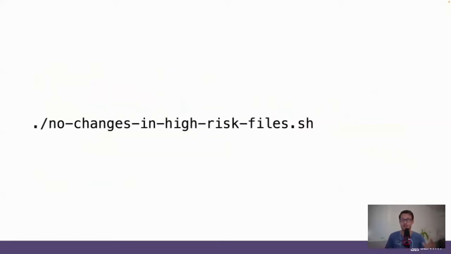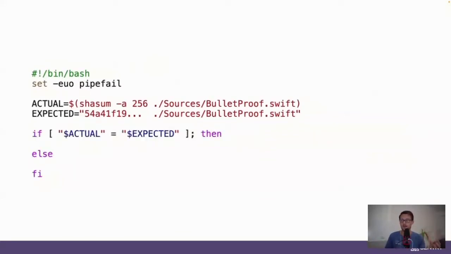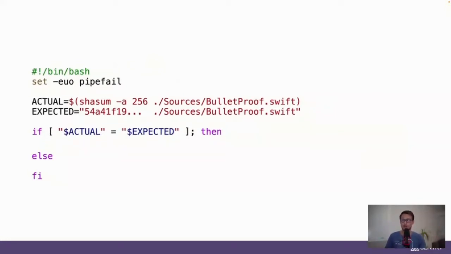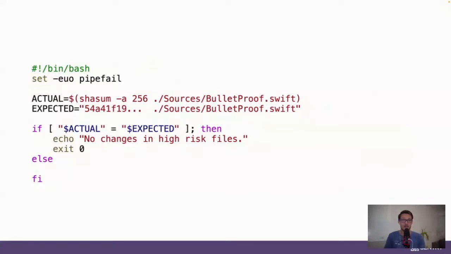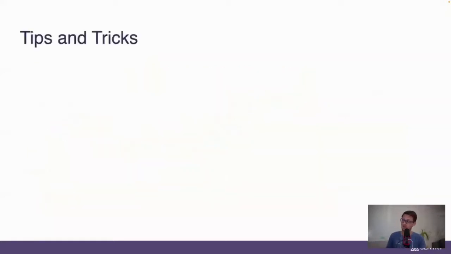For actually making sure that nobody does this by accident, including me, in CI I created a simple bash script that's called no changes in high-risk files. And all we do there is we just calculate the hash of this file and compare it with the hash of the file when we were sure that it's working properly. And if they're the same, we say, hey, everything is fine. And otherwise, we just print a warning and let the CI fail, telling you, hey, did you change this by accident? And if not, then you can come in here and change the stored hash code, and then it would be fine.